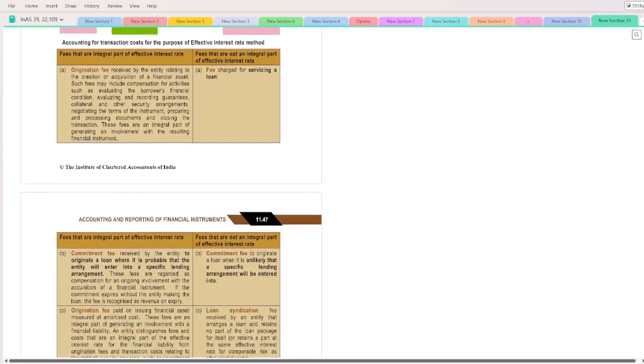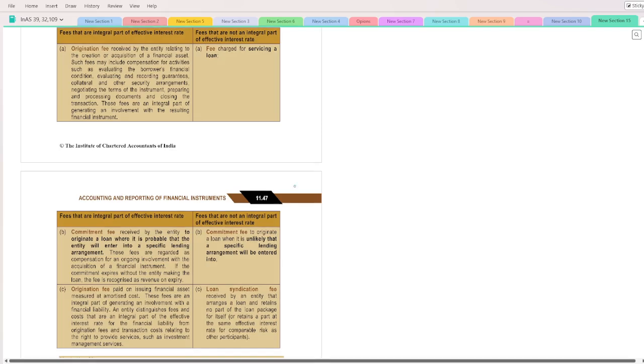This is self-explanatory. This is talking about the origination fee, the commitment fee. So this you can read it, but the takeaway is that the transaction cost for the financial asset will be added, and for the financial liability it will be subtracted. Why?